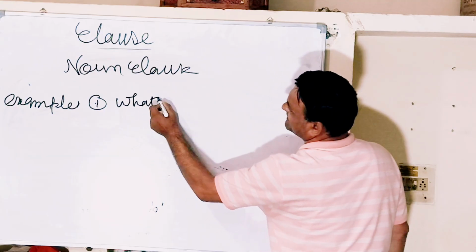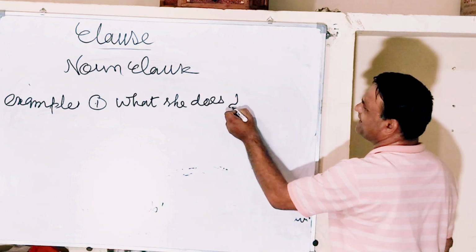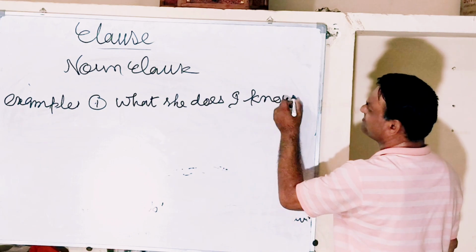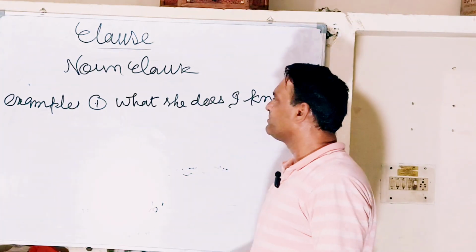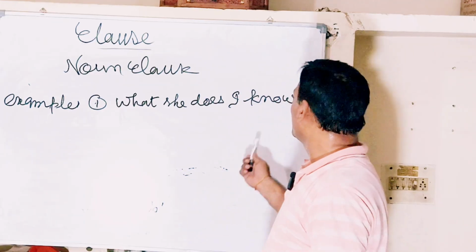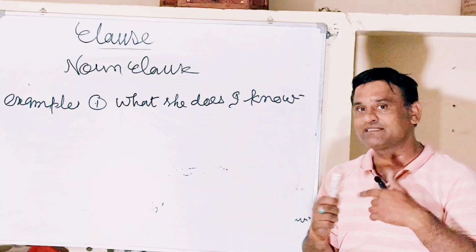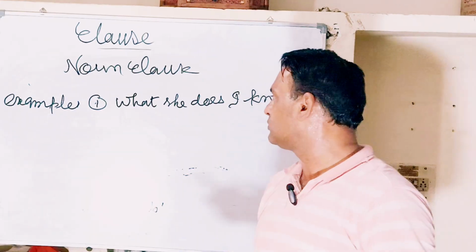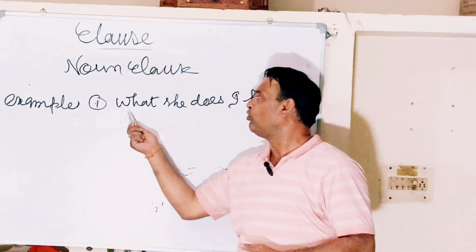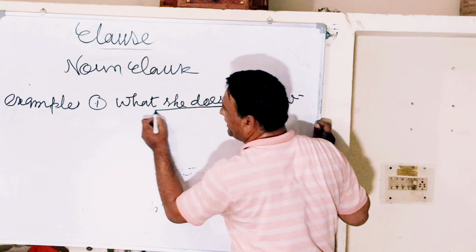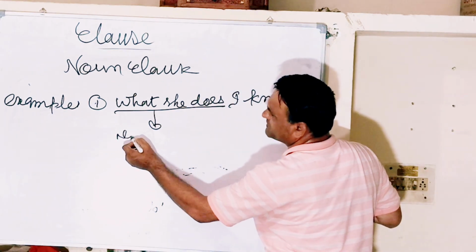What she does, I know. Now the question here: what do I know? What she does. The answer that is coming, the answer you obtain from "what", I know what she does. So this is a complete phrase, a noun clause. It is a noun clause.